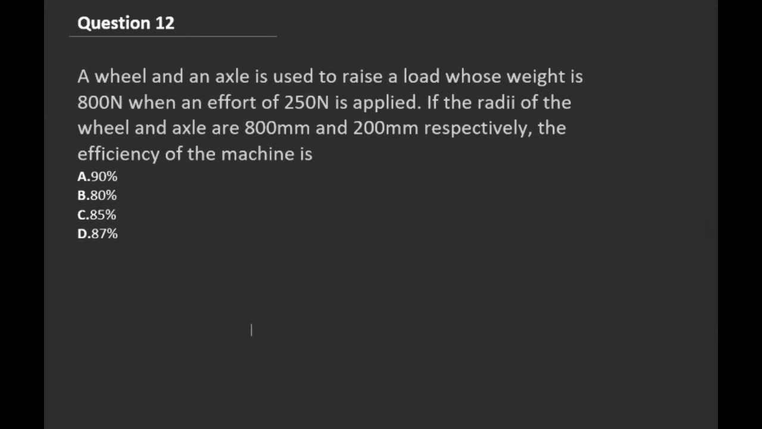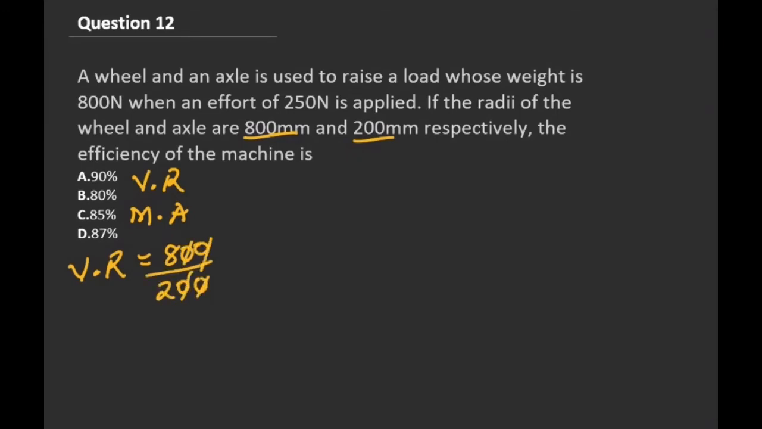To calculate efficiency, that's what they want us to do, right? We need to know the velocity ratio and the mechanical advantage before we can do that. Velocity ratio on its own is distance moved by the effort divided by distance moved by the load. So it's going to be 800 millimeters divided by 200 millimeters. So 800 divided by 200 will give us the velocity ratio, which is 4.